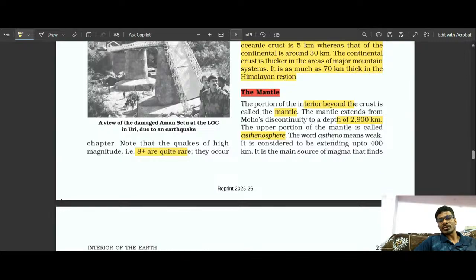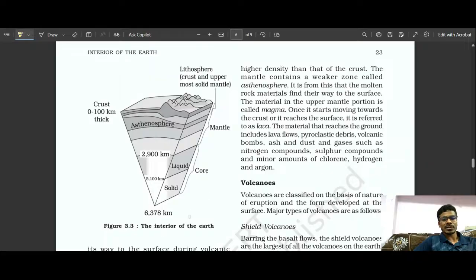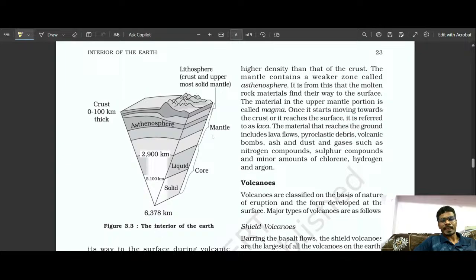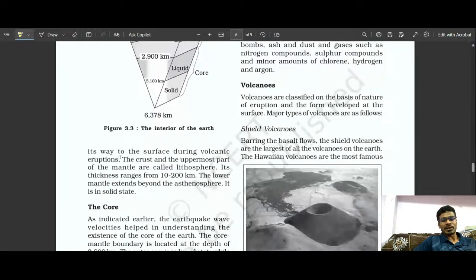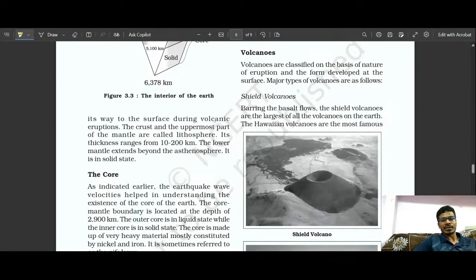The word astheno means weak, not so strong. It is considered to extend up to 400 kilometers and is the main source of magma. We have been given this crust and core: 6,378 kilometers to the core, 2,900 kilometers to the mantle, and 0 to 100 the crust. As you can see in this picture, the interior of the earth. It is the main source of material that finds its way to the surface during a volcanic eruption.